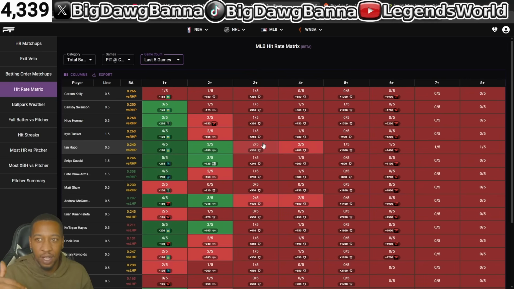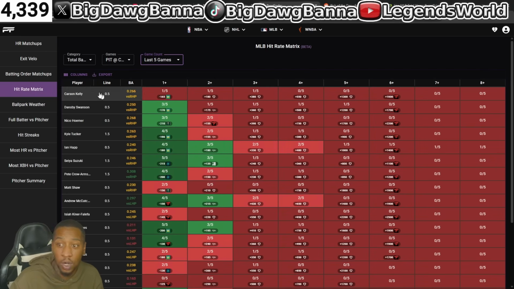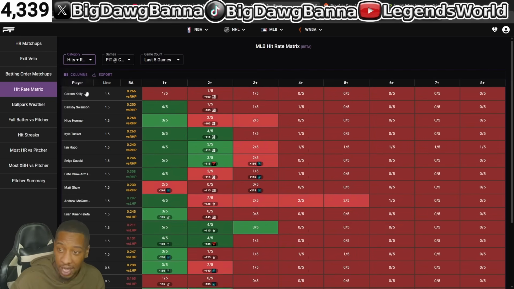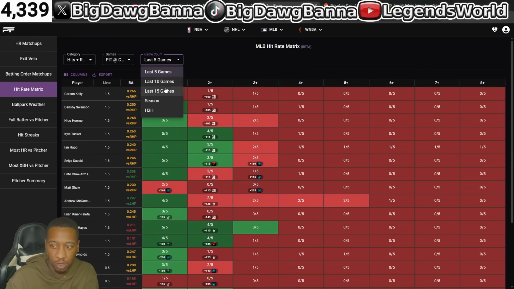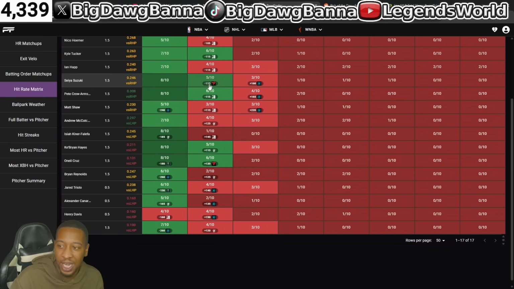If it's bright red, it's way lower than the implied probability. You've hit it, let's say 1 out of 5. That's 20%. That's a 20% hit rate. If you got it at plus 100, which is a 50% chance of hitting, you are under the implied probability of the odds. So you would have been red, if that makes sense. So you can use this for total bases, hits, runs, RBIs. You can see their hit rates in however many games you choose. But not only that, you see the odds of what it is.